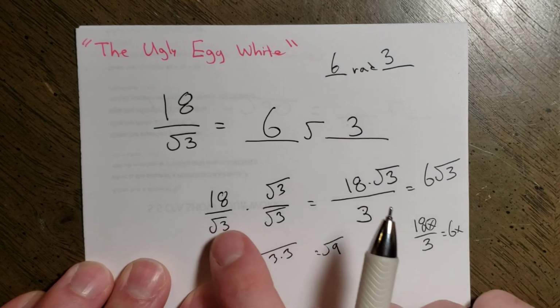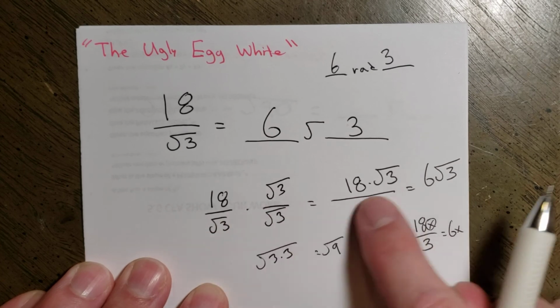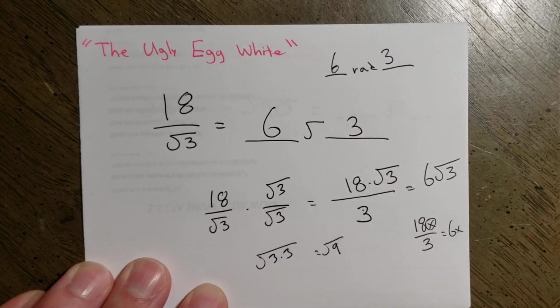But anyway, the only way to de-radicalize the denominator is to use that exact same radical, do a little bit of math, simplify, and everything will work out just fine. That is the ugly egg white.